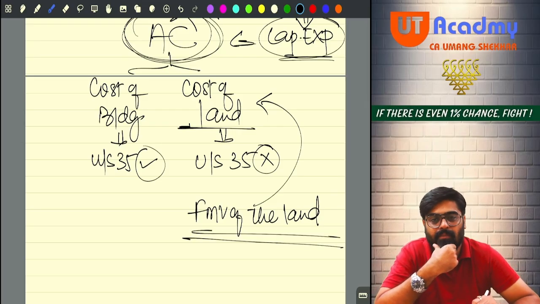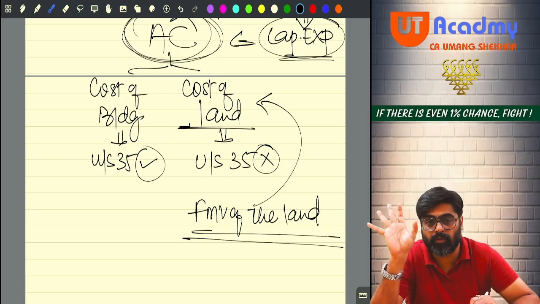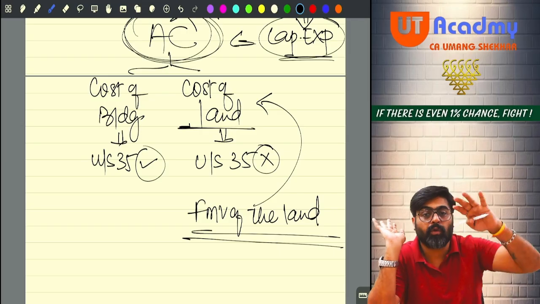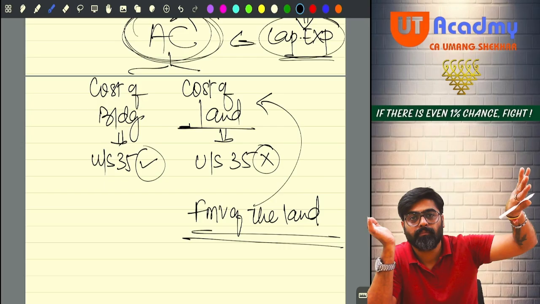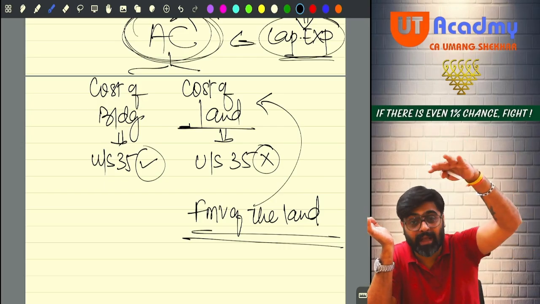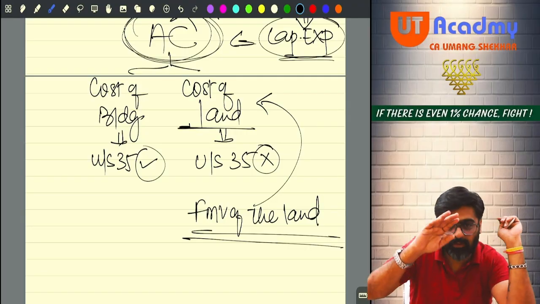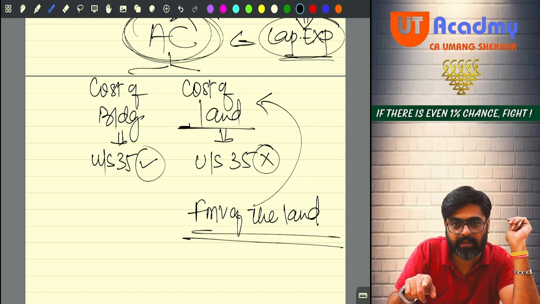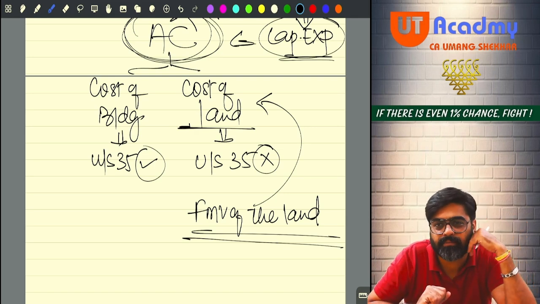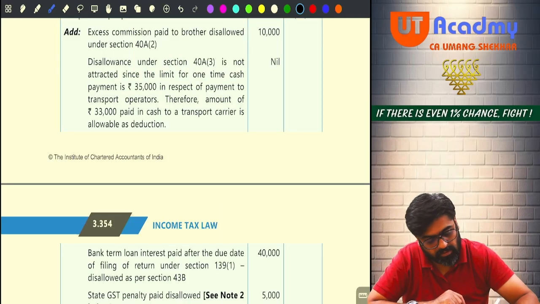So whatever land and building you are buying, in that, what was the fair market value of the land, you have to consider that. So out of the actual cost, remove that fair market value of land, because that amount will be treated as the cost of land. Remove that. Whatever balance will remain out of the actual cost, that will be the cost of your building, that will be allowed as a deduction. Getting my point? So these few things are important which you are supposed to remember.